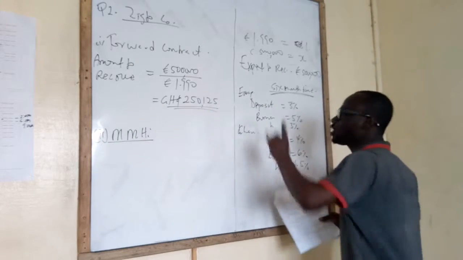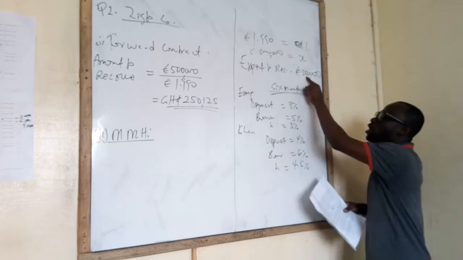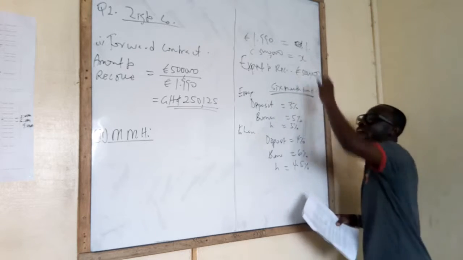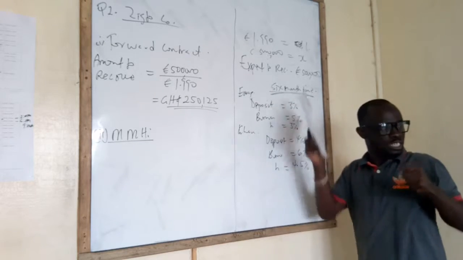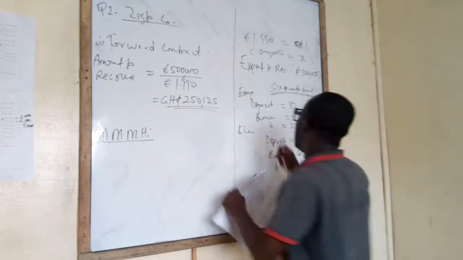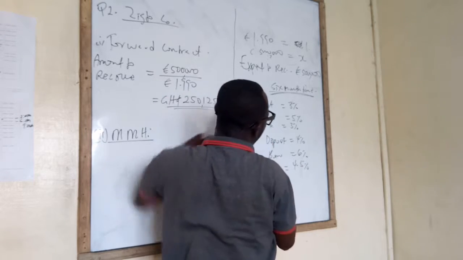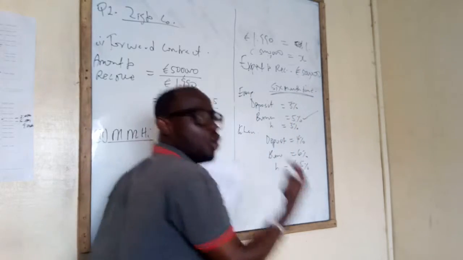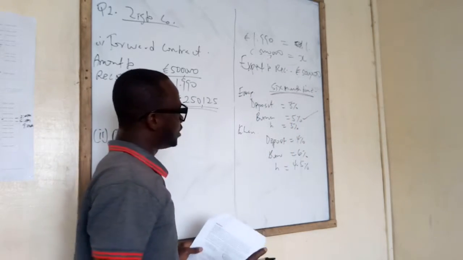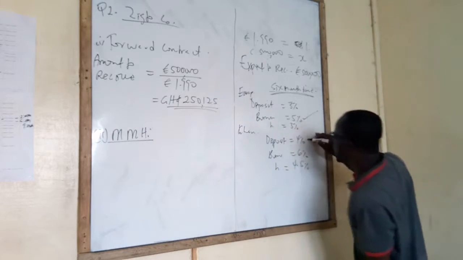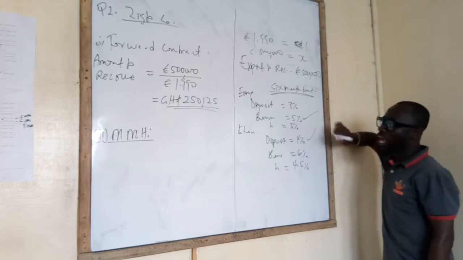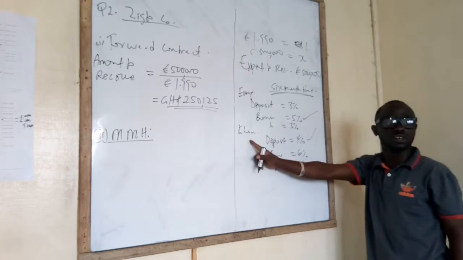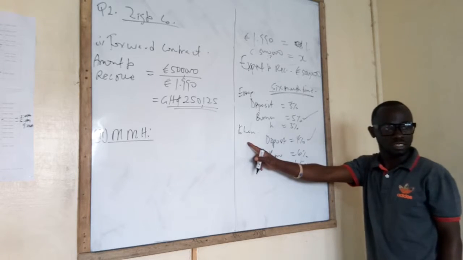What does it mean? Number one, we are going to be receiving 500,000 euros in 6 months time. So we will go and borrow an equivalent of that money. It means in the European market we are going to be borrowing. Then when we borrow that foreign currency, we convert it to the domestic currency and deposit it at this rate. So we borrow the foreign currency at the high rate, and we deposit at the low rate in the Ghanaian currency. Very important.